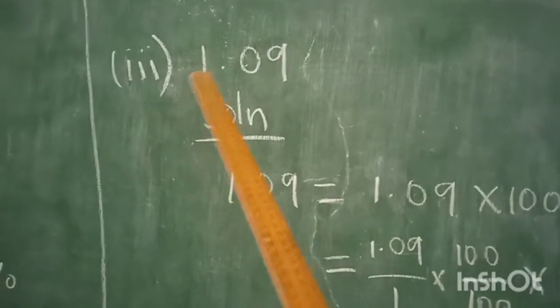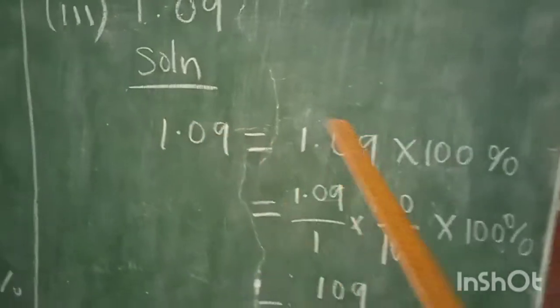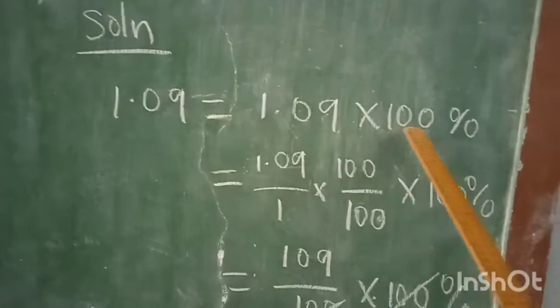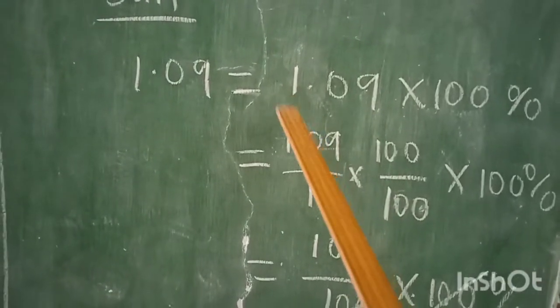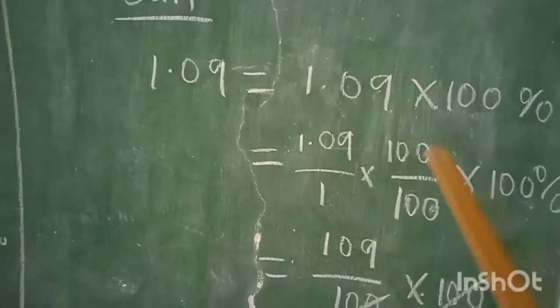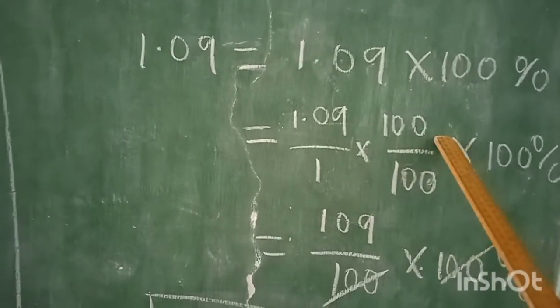Third one, 1.09. Solution. First, multiply with 100%. Then remove the decimal point. Here 2 digits are there. You have to multiply both numerator and denominator with 100.